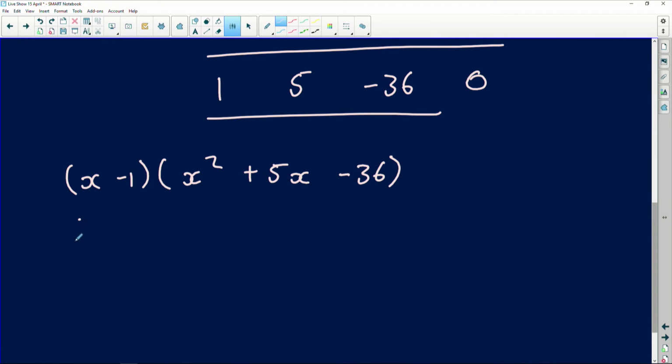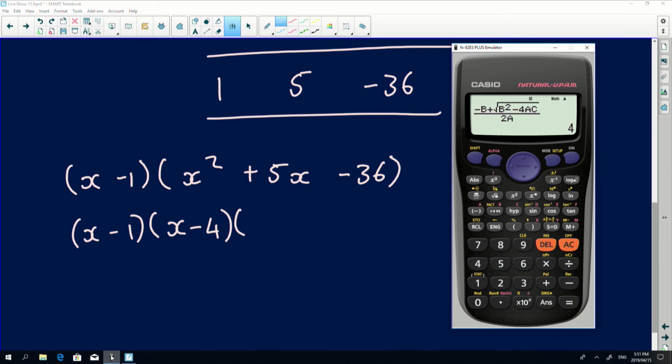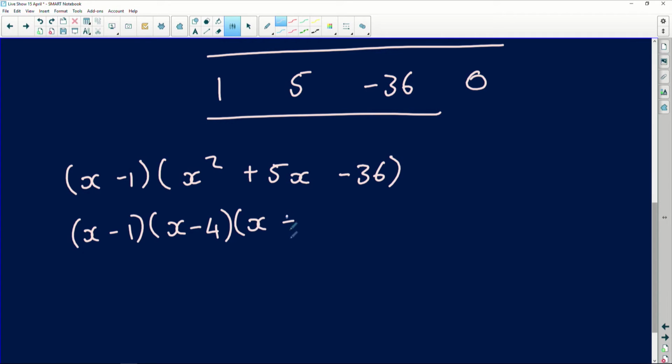So straight away I'm going to say that x minus 1 multiplied by x, and remember guys, my answer was 4, so I then need to make it negative, so my factor is going to be x minus 4. To try and find the other factor, I'm simply going to change this sign over here to a negative. Okay, and there we go, we get negative 9. So my last factor is going to be x plus 9.